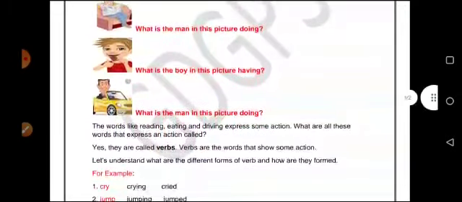Again, the words like reading, eating, and driving express some action. What are all these words that express an action called? Yes, they are called verbs. Remember, you also call verbs as action words. Verbs are different words that show some action.